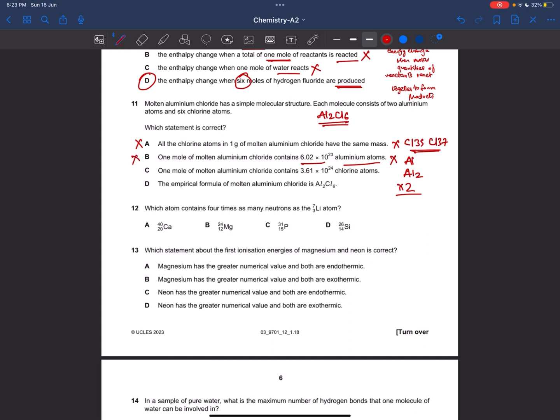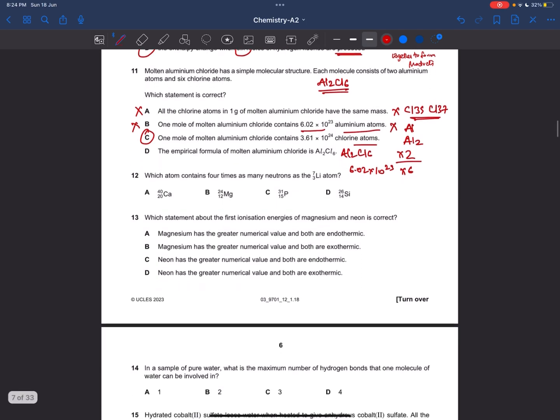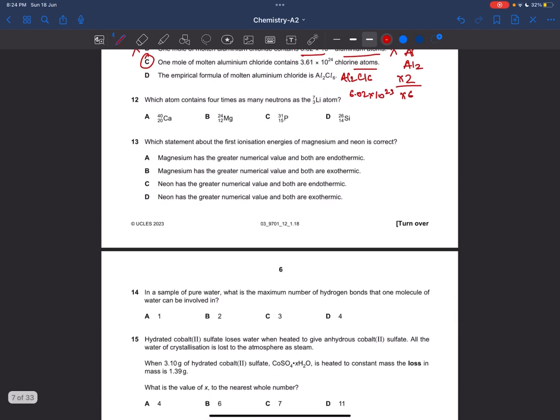Option C says 1 mole of aluminum chloride contains 3.61 multiplied by 10 to the power 24 chlorine atoms. That may be right, but let's look at it. Al2Cl6, right? One molecule contains 6.02 multiplied by 10 to the power 23, and we have to multiply this by 6 because 6 chlorine atoms are present. So 6.02 multiplied by 10 to the power 23 multiplied by 6 gives 3.6 multiplied by 10 to the power 24. Yeah, 11C.